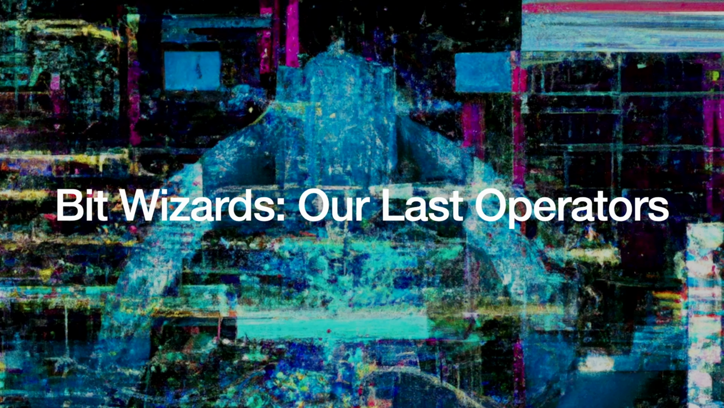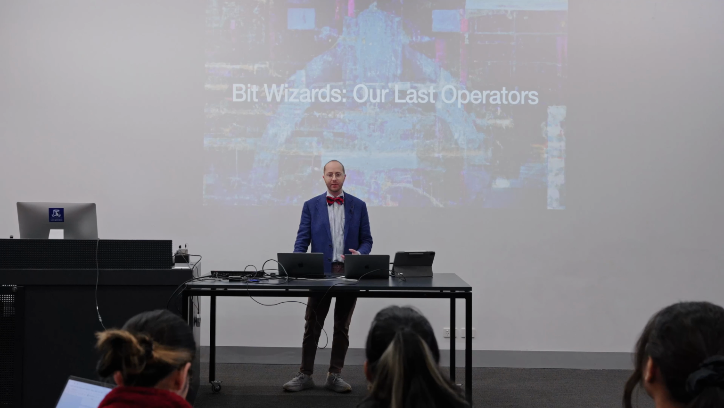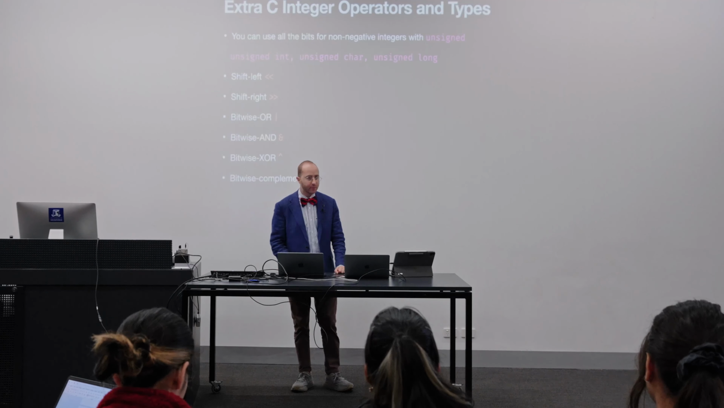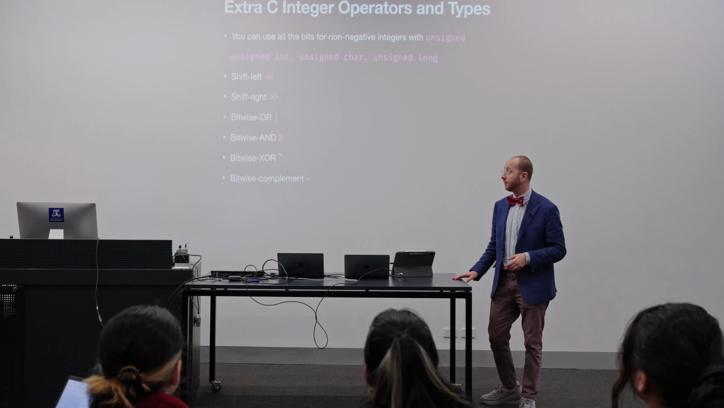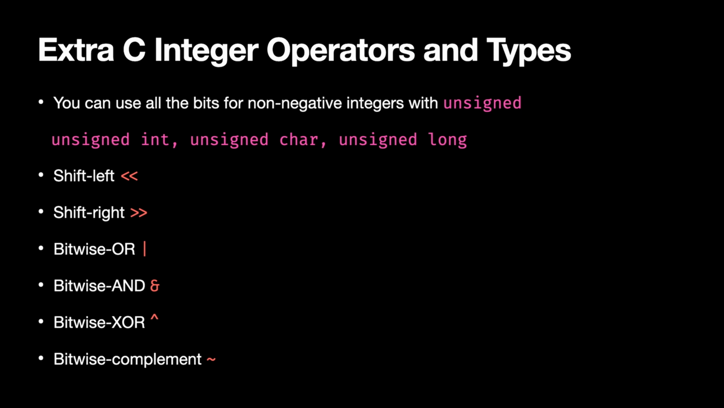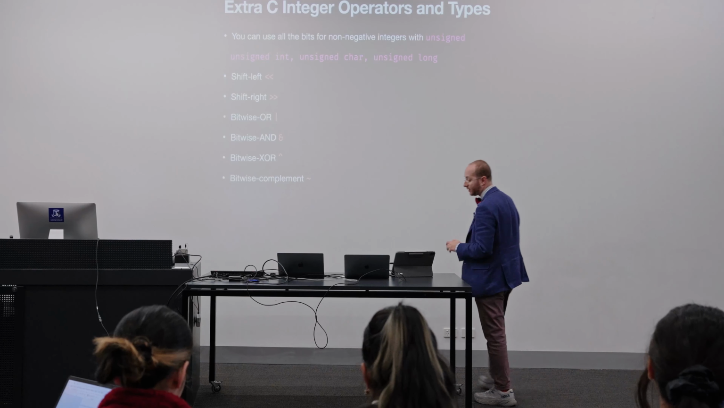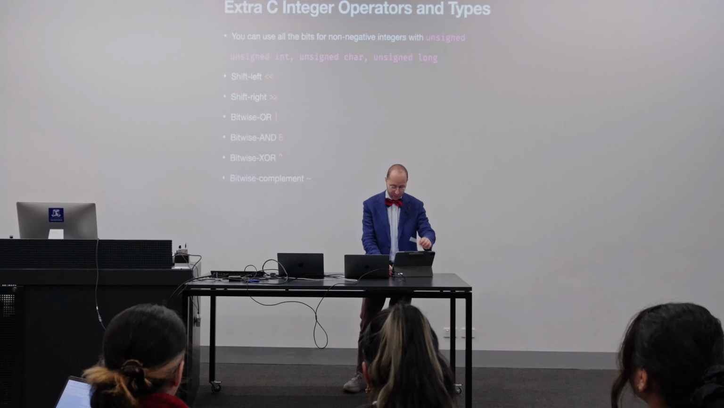Which takes us to our last operators. We've used the plus, minus, sizeof, divided by, and times operators. We've used the and and or operators. But now that we're playing around with bits, it's time to introduce a few more. These are operators that work specifically on the binary representations of numbers. Our operators are shift left, shift right, bitwise or, bitwise and, bitwise XOR, and bitwise complement. Let's go through what each of these does one by one.